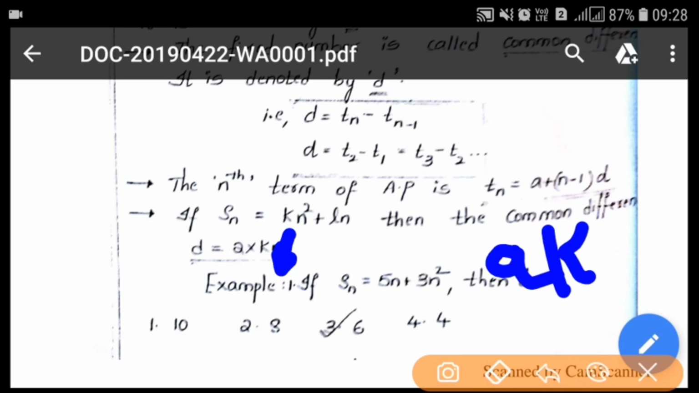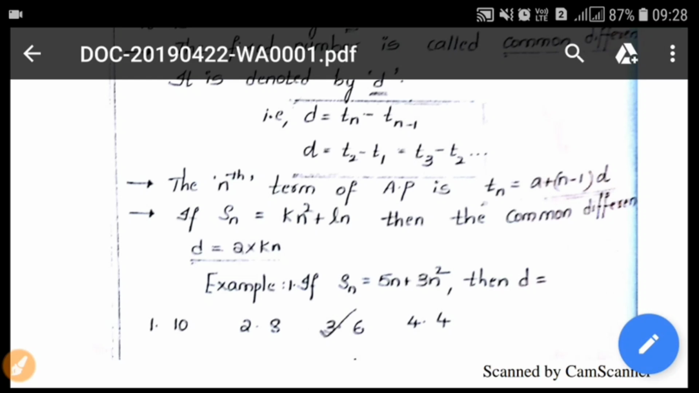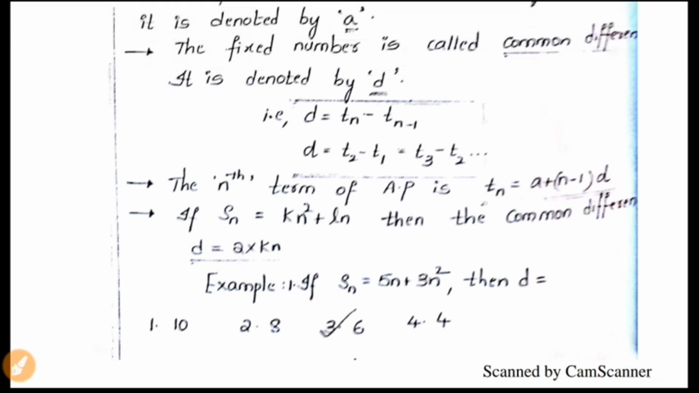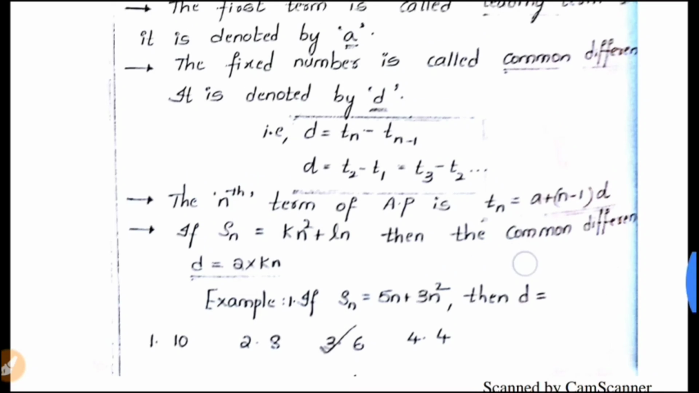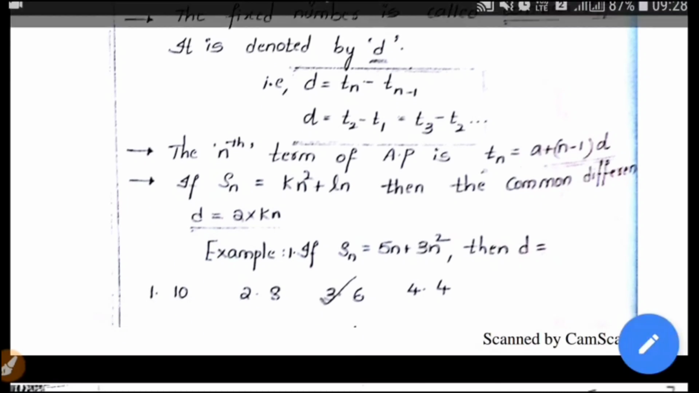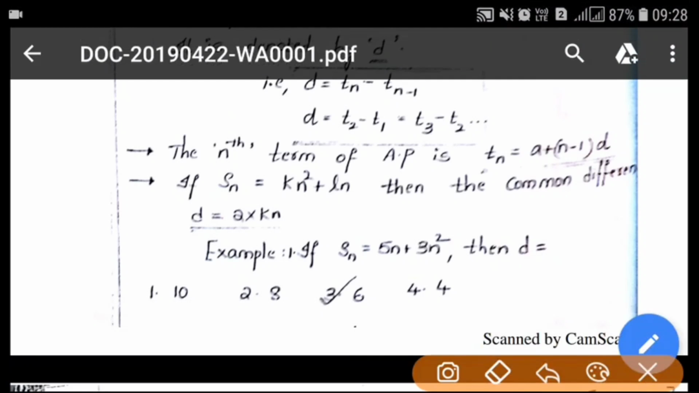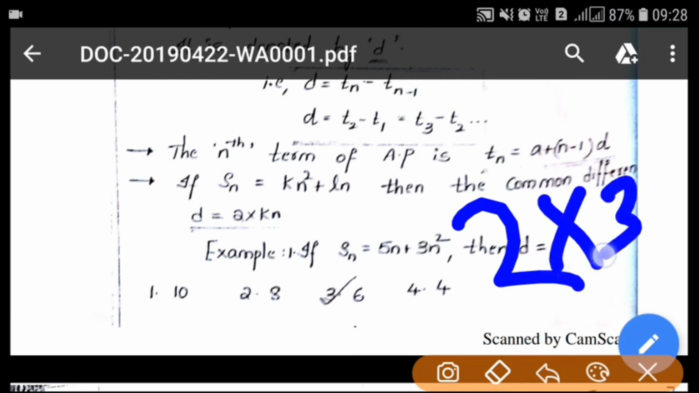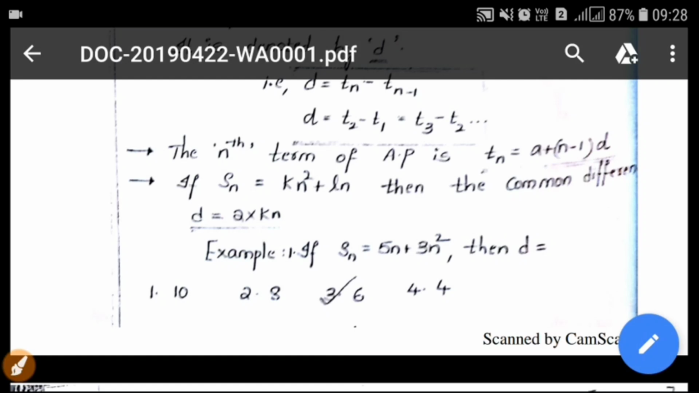So for example, if Sn is equal to 5n plus 3n square, then d. So what I told, n square beside, what is there, n square beside 3. So 2 into k means 2 3s are 6. So how you get this 3 here? See here, this 3. How you get this 2 here? The formula 2 is there. So 2 into 3 is 6. That is the shortcut for you.